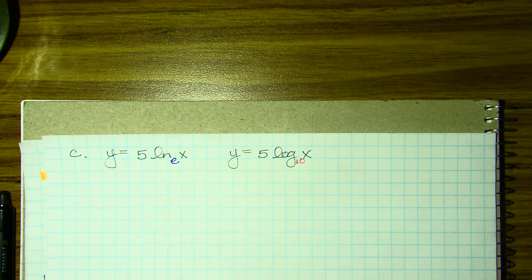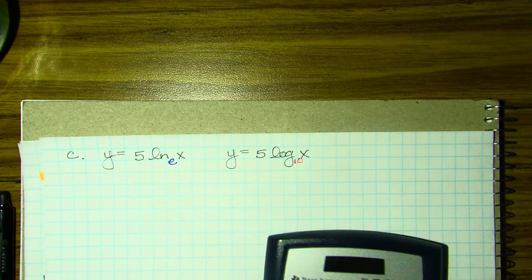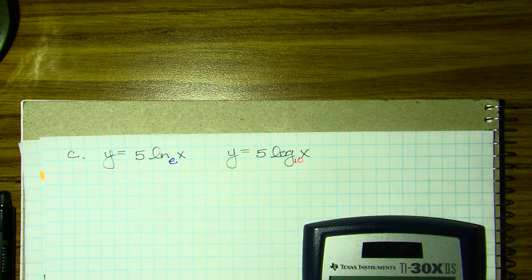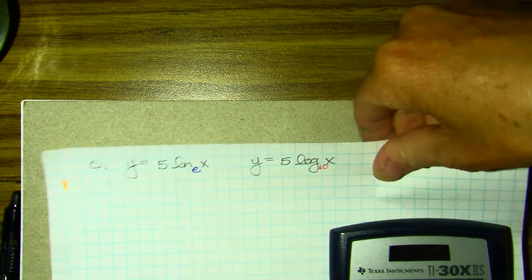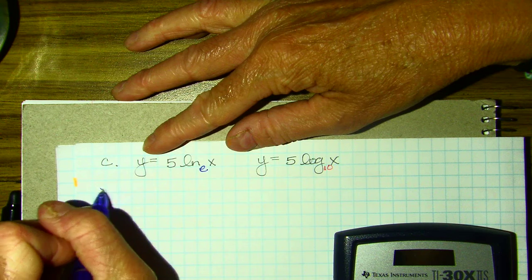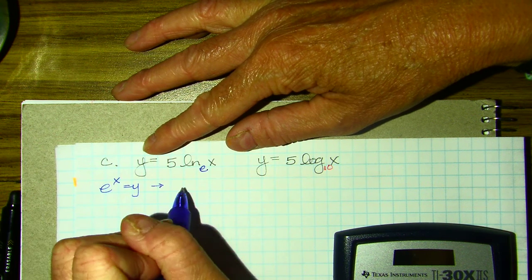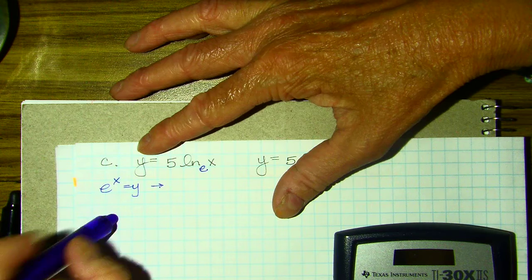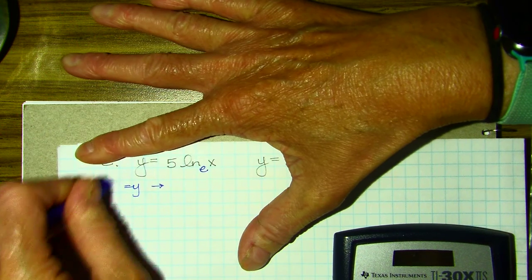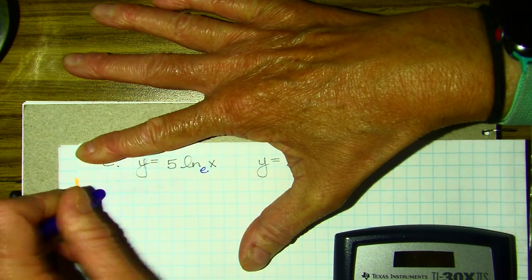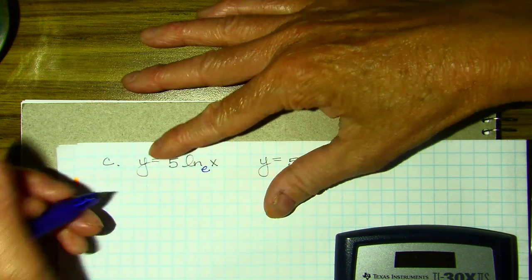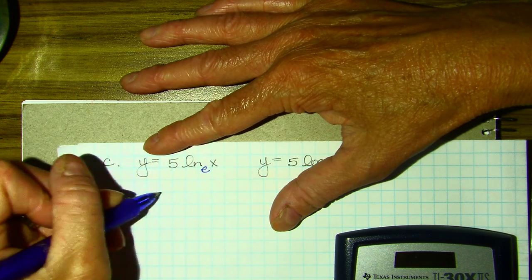If you don't, we don't have to, or we can use a calculator. Sorry, I'm trying to think what's easiest. For this one, I have e to the x equals y, and then this would transform into, I'm trying to think of the easiest way. Let's just build our table.